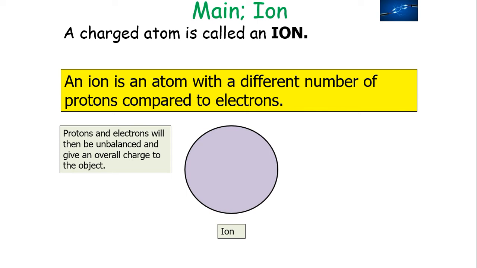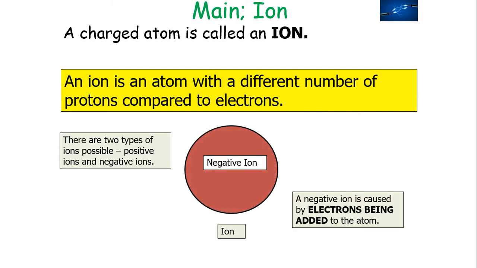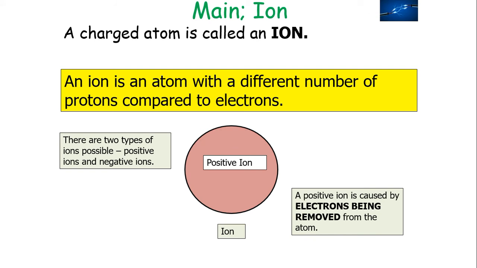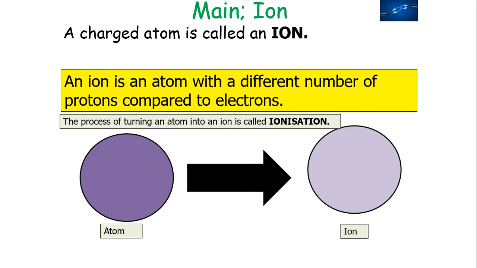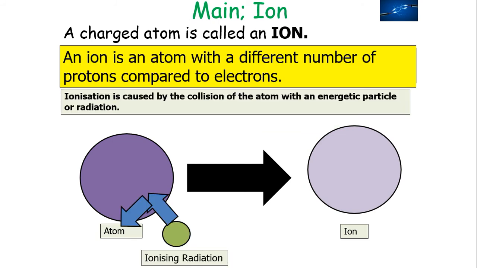An ion is an atom with a different number of protons compared to electrons. The protons and the electrons will then be unbalanced, giving an overall charge to the object. So there's 2 types of ion. A negative ion, which is an ion produced when electrons are added to an atom, and a positive ion, which is an ion produced when electrons are removed from an atom. So the process of turning an atom into an ion is called ionization, and that tends to be caused by a collision of an atom with an energetic particle or radiation.